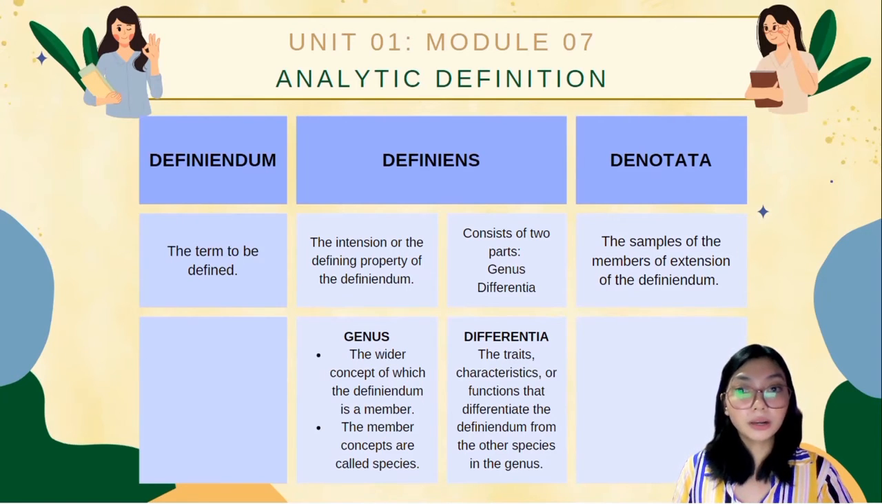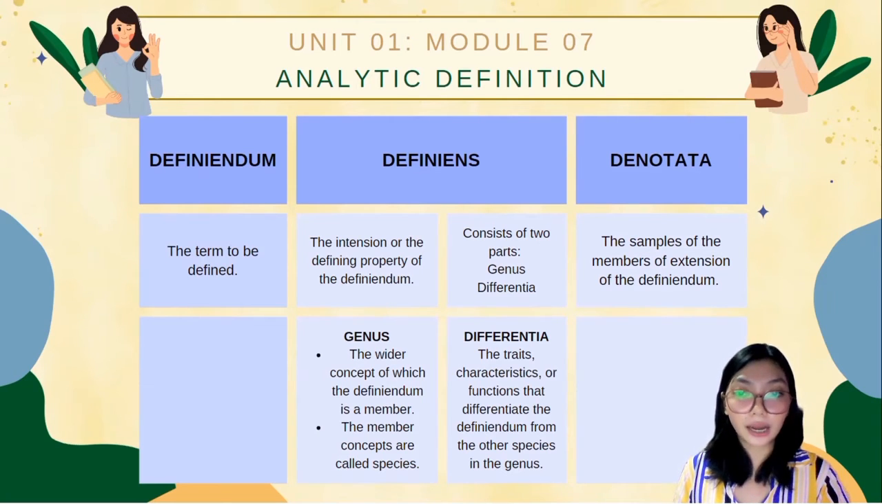Remember that the wider concept is called the genus, while the member concept is called species. Later on, I will give an example to understand this further. The other part of the definition is the differentia. The differentia's main job is basically to distinguish the definiendum from all the other types of species. This is where the set of traits, or the characteristics, must be specifically defined.